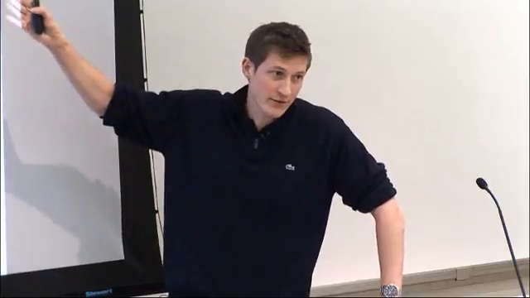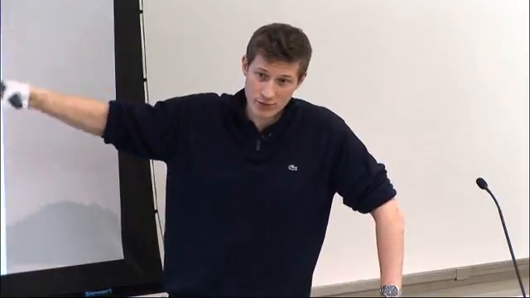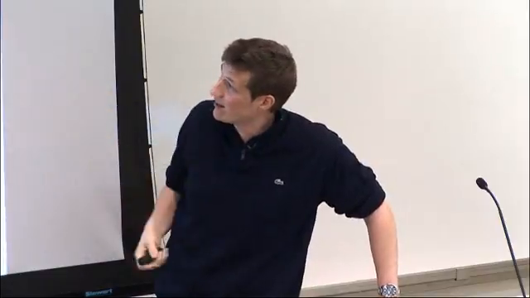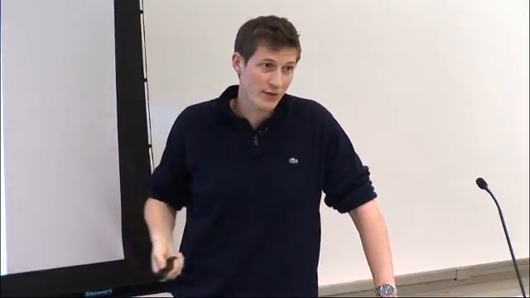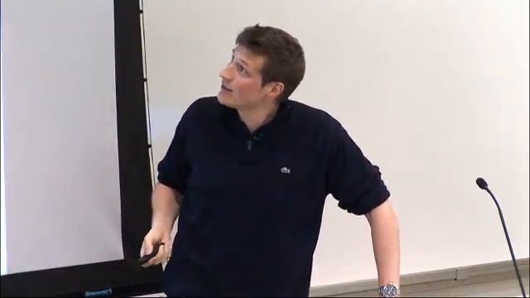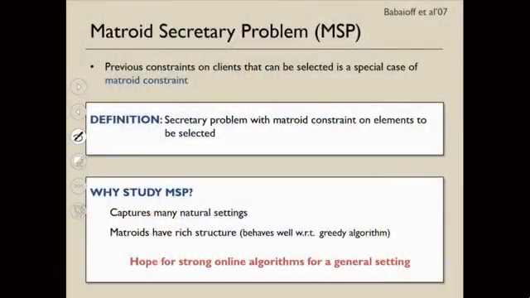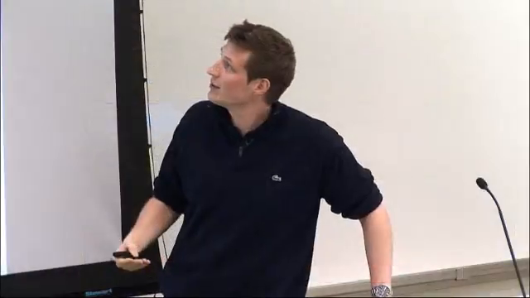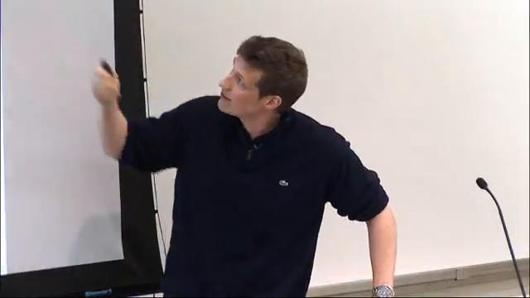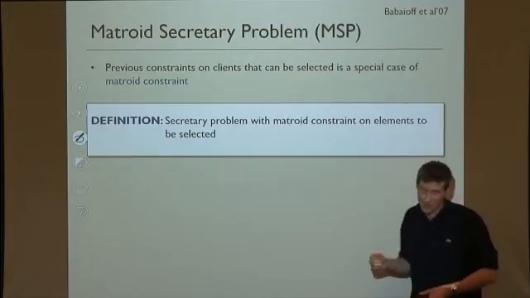So both the cases I told you were a special case of matroid, and this is called a gammoid. It's a special kind of matroid, and these 2 examples are nice, and that's what's nice with the Matroid Secretary Problem. Somehow it captures many nice applications. And what is the Matroid Secretary Problem? Well, it's a secretary problem where we have a matroid constraint on the elements to be selected.